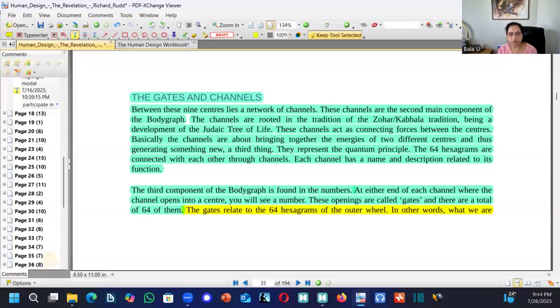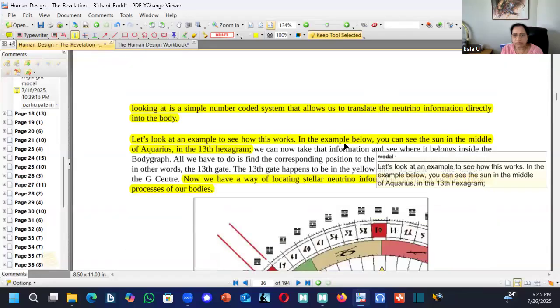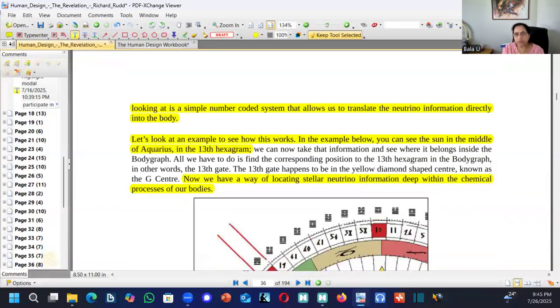The third component of the body graph is found in the numbers. At either end of each channel, where the channel opens into the center, you will see a number. These openings are called gates, and there are a total of 64 of them. The gates relate to the 64 hexagrams of the outer wheel. In other words, what we are looking at is a simple number-coded system that allows us to translate the neutrino information directly into the body. Beautiful, right? He is mixing all, amazing, wonderful, and very well coordinating with the genetic code.